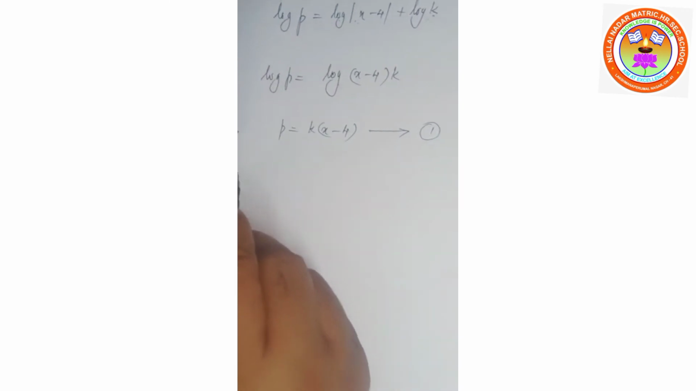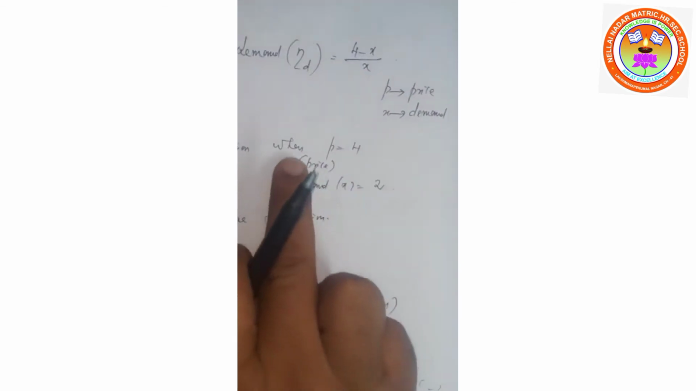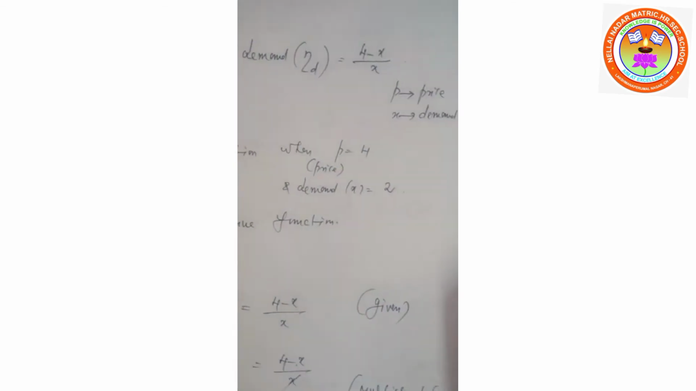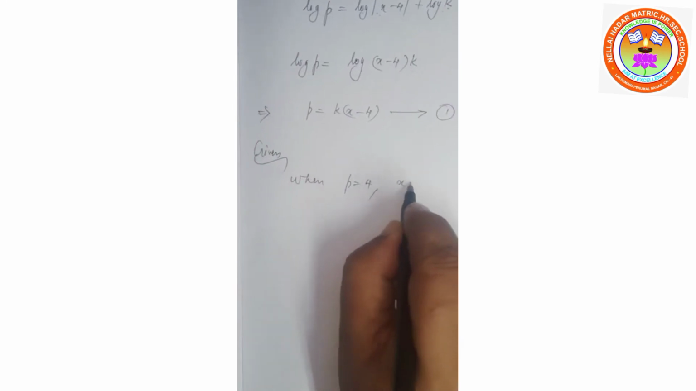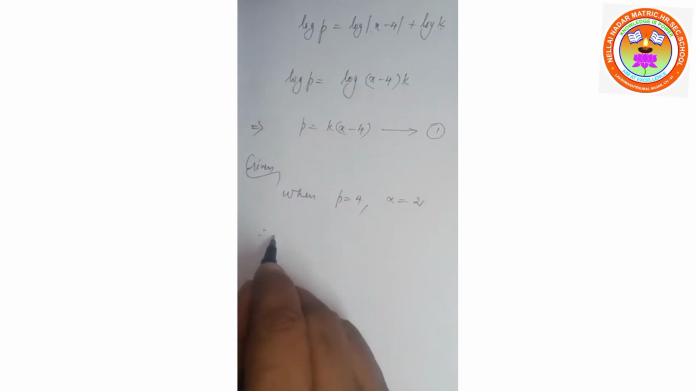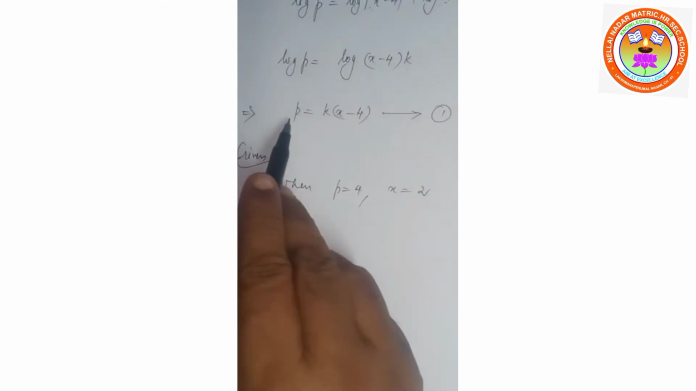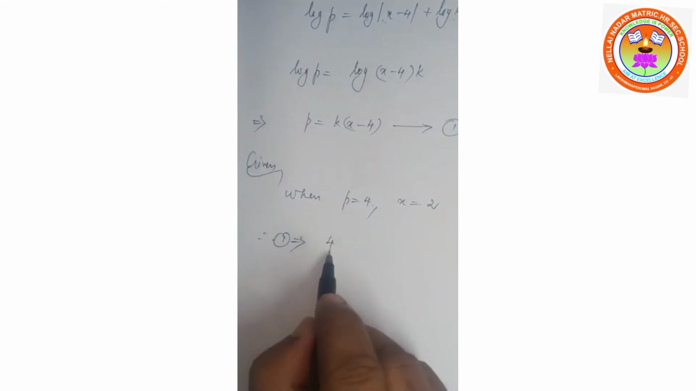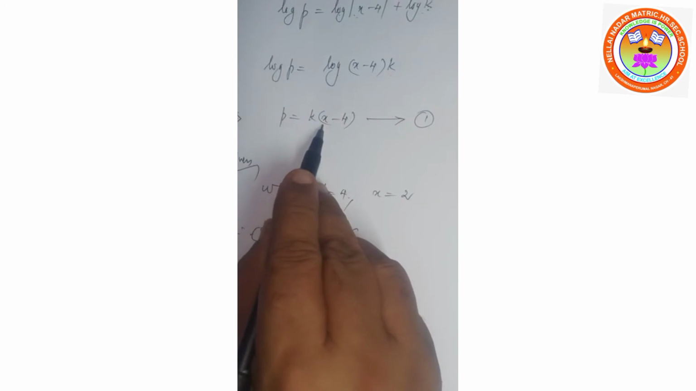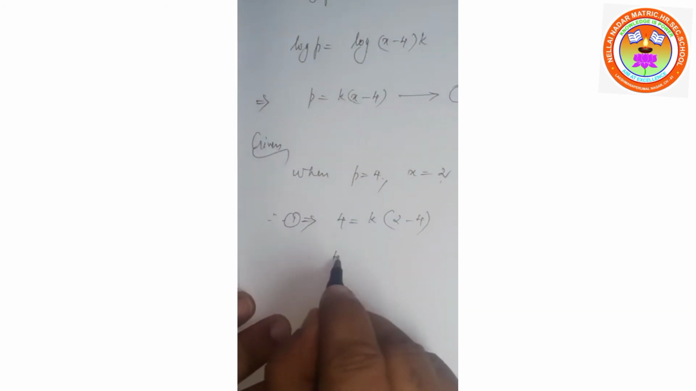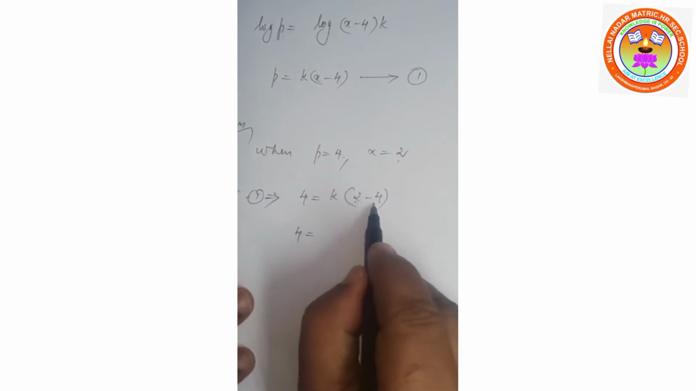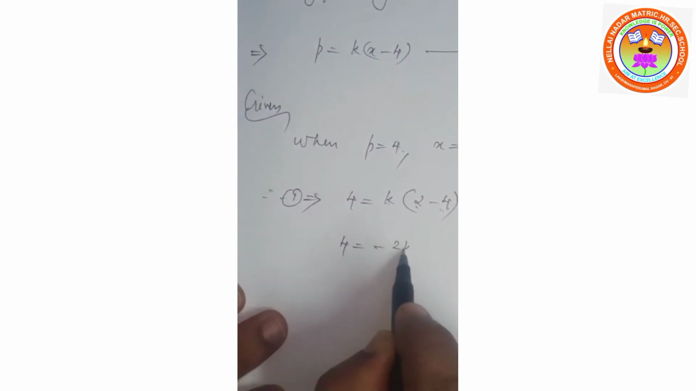So given, look at that, what is given? p equals 4 when x equals 2. When p is equal to 4, x is equal to 2. Therefore equation 1 implies, replace p by 4. 4 is equal to k into x minus 4. X value 2, 2 minus 4. 4 is equal to 2 minus 4 is minus 2, minus 2 into k, minus 2k.